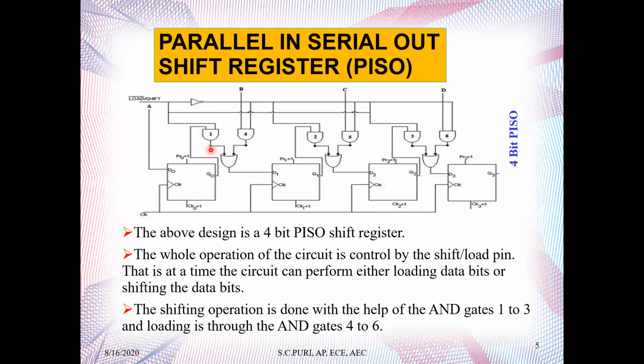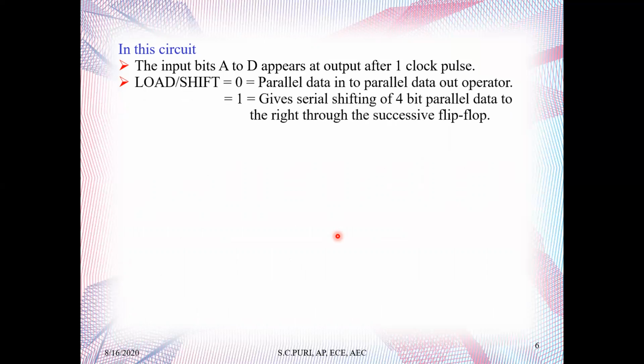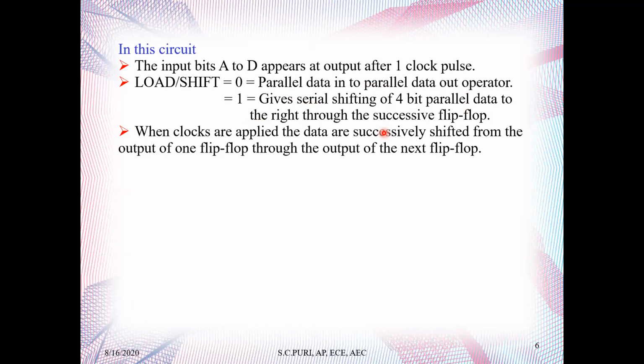So this is how this whole circuit will behave. That means in parallel we are feeding the input, but serially we are taking the output. In this circuit, the input bits A to D appear at the output after 1 clock pulse. We have two modes as I told you. 0 gives parallel data in, parallel data out operation. 1 gives serial shifting of the 4-bit parallel data to the right, to the successive flip-flop. When clocks are applied, the data are successively shifted from the output of one flip-flop to the output of the next flip-flop. The operation is described below in the table.